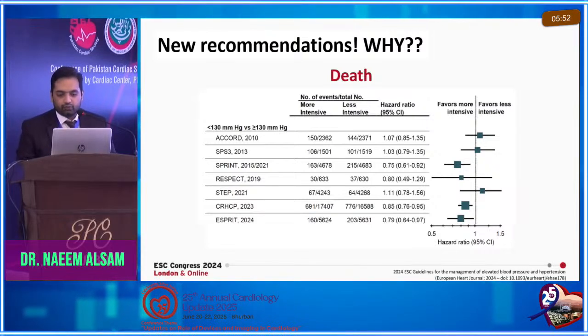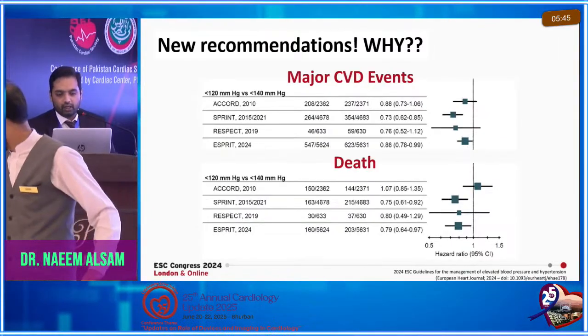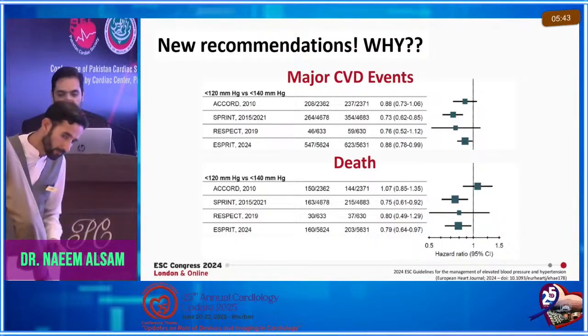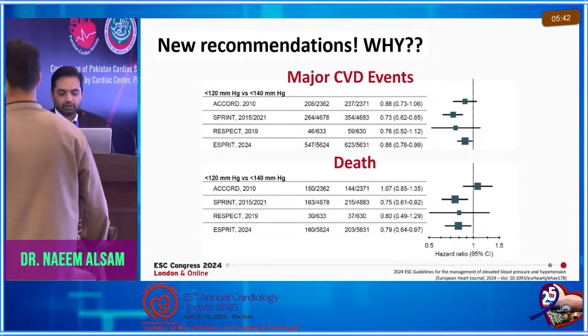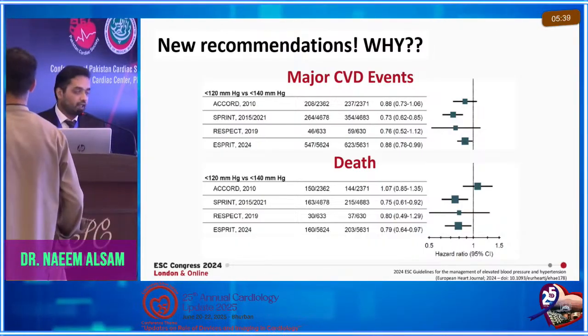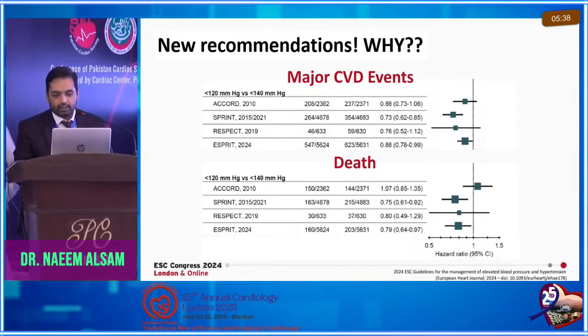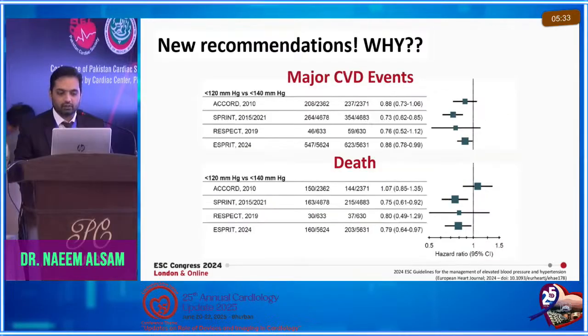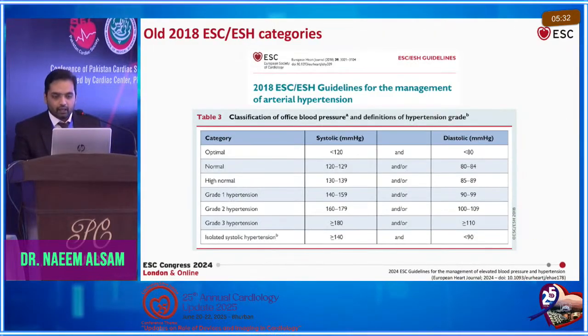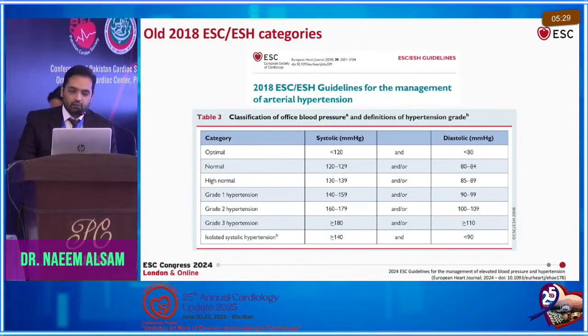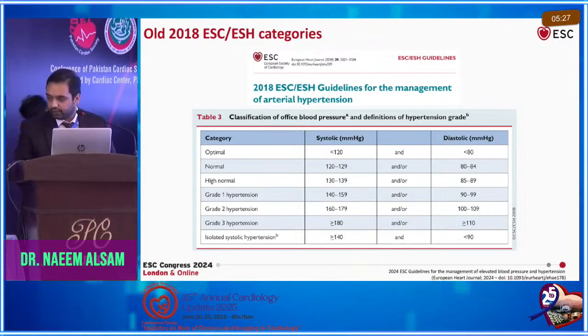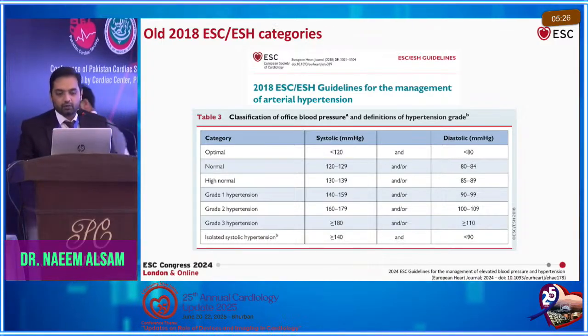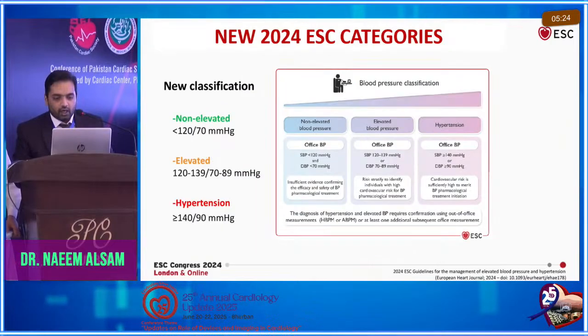These are a few studies which favored more intensive control of blood pressure over less intensive control. Major CVD events were reduced with intensive control. This was with 120 versus 140 mmHg control, and this was with 130 versus less than 130 versus more than 130 control. The previous guidelines had 7 categories, a lot of hassle, and were difficult to apply in clinical scenarios.